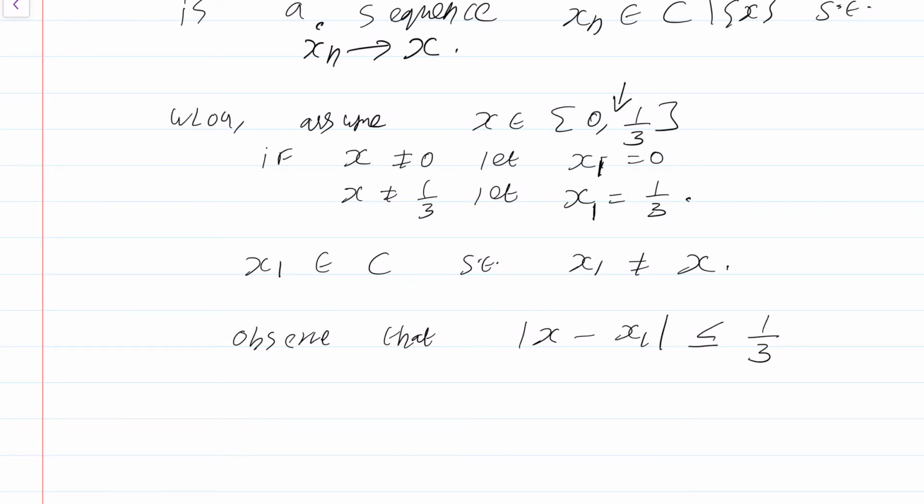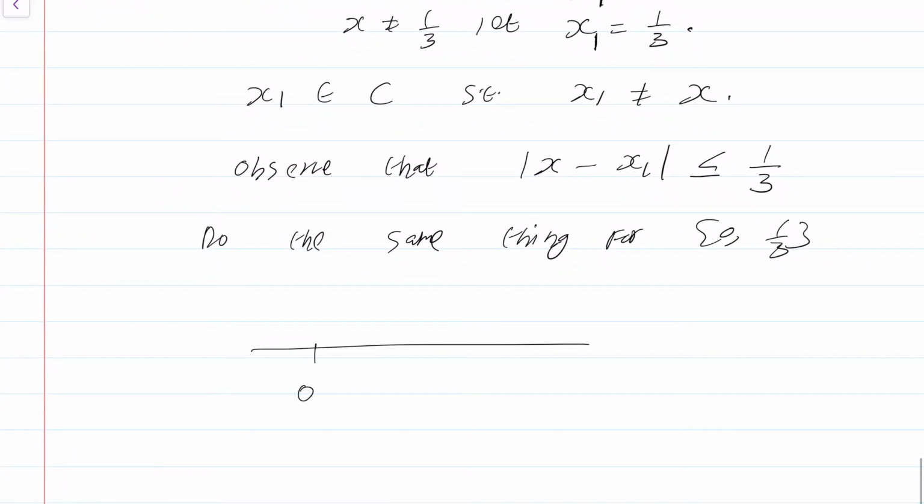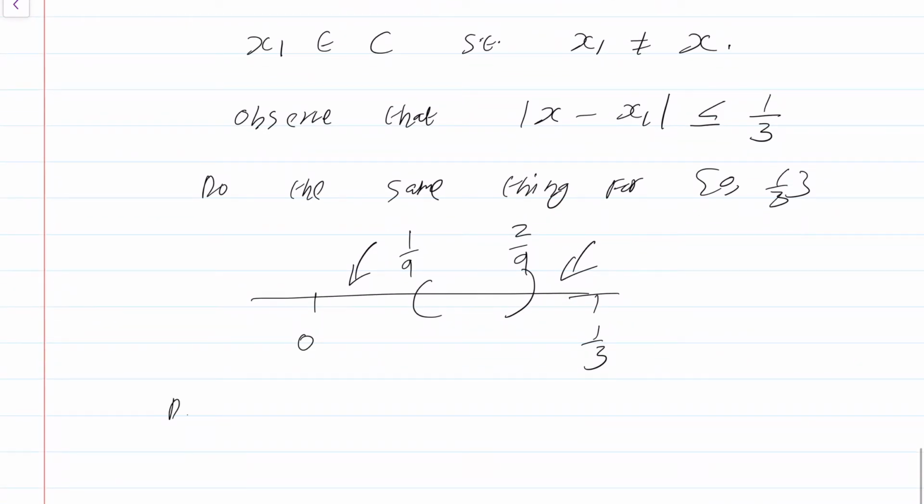Well, do the same thing for 0, 1 by 3. What do I mean by that? Look at 0, 1 by 3. You're removing the middle 1/3. So this is going to be 1 by 9, and this is 2 by 9, right? x has got to be either here or here, depending on where x is.